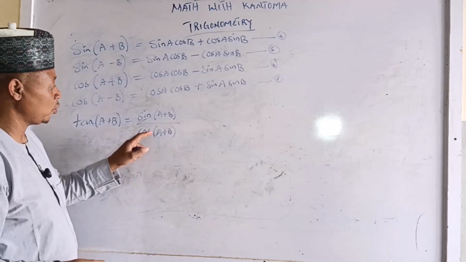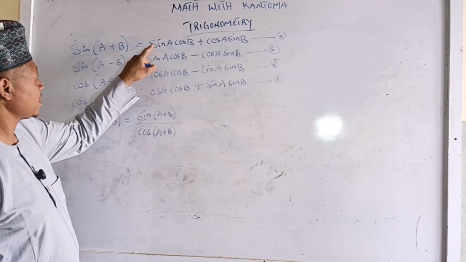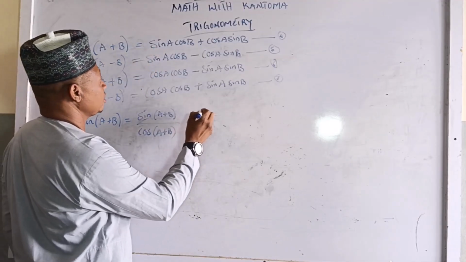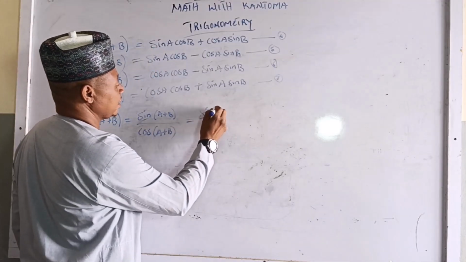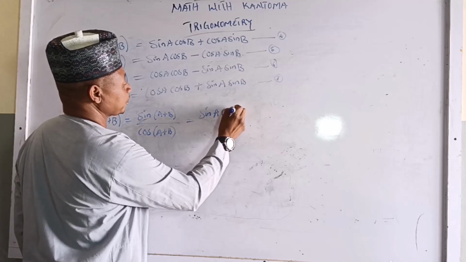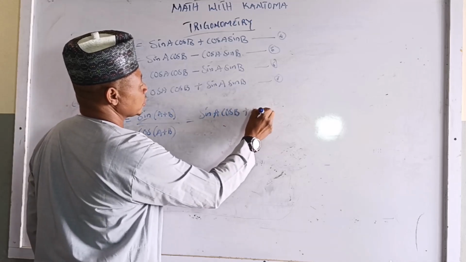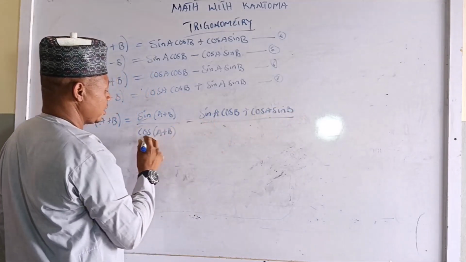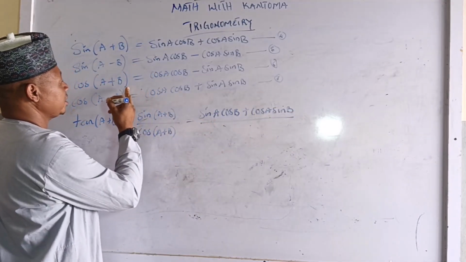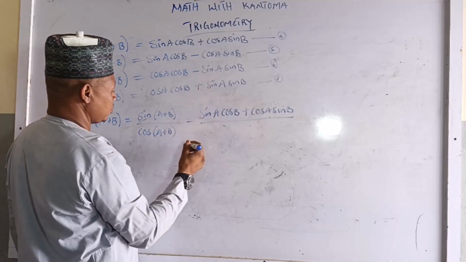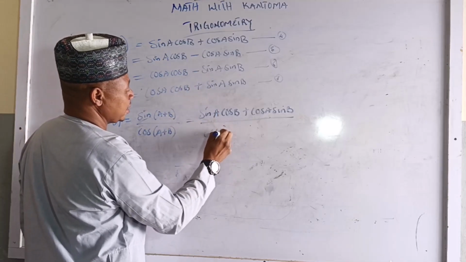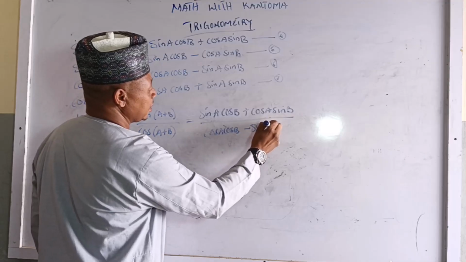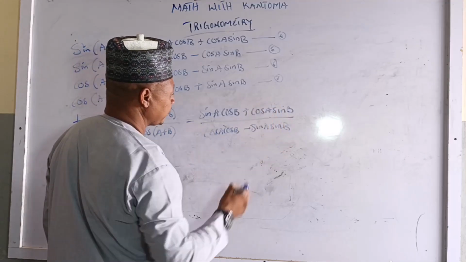By definition, we know what sin (A plus B) is. It is given by this formula, so I can substitute sin A cos B plus cos A sin B. Divide this by cos (A plus B), which is also given by this formula, so I substitute cos A cos B minus sin A sin B.